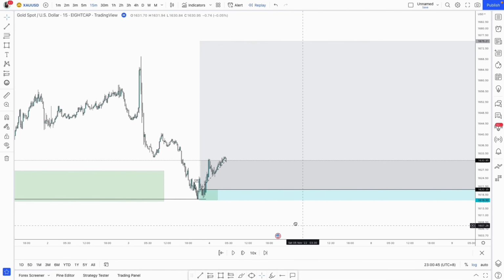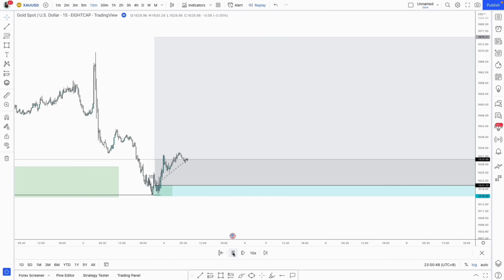So that is how we confirm our order blocks, and that is exactly how it is that you use order blocks.